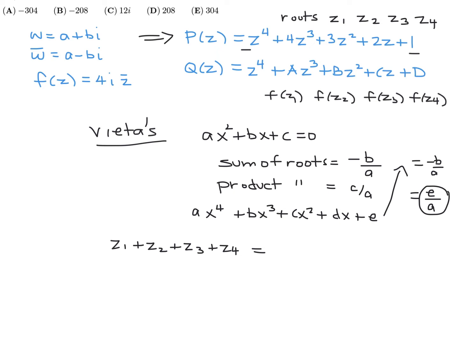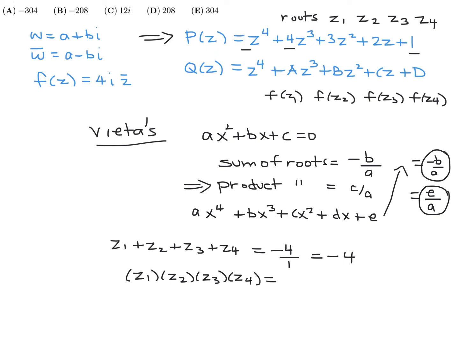Or, sorry. I have to make sure you don't confuse them. The sum is up here. Sorry, minus b over a. So that would be minus 4 over 1, which is minus 4. Okay, got it? All right. Now the product, since I'm so excited to use that one, now I can use the product. That's multiplying them all. That's going to be the e over a, which is 1 over 1, which is 1. Okay, all right. So you get that, right?